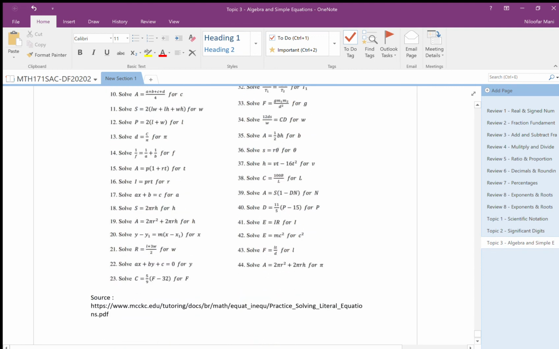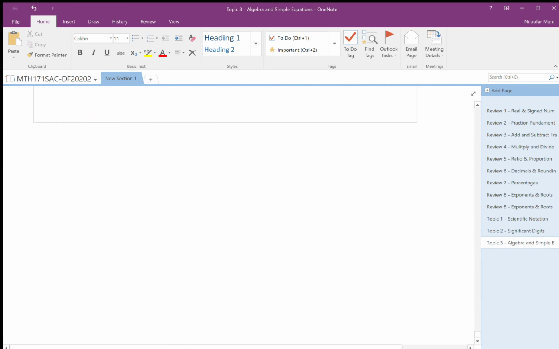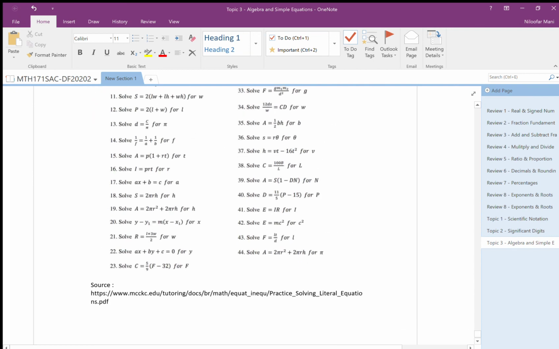These questions are literal equations, where you have different letters and you want to solve for something. For example, you have x, y, z, and you want to solve for x. You just don't have x and numbers. You have these questions. Make sure to work on them. Also, some of the questions I posted. Also, you can find many things online.